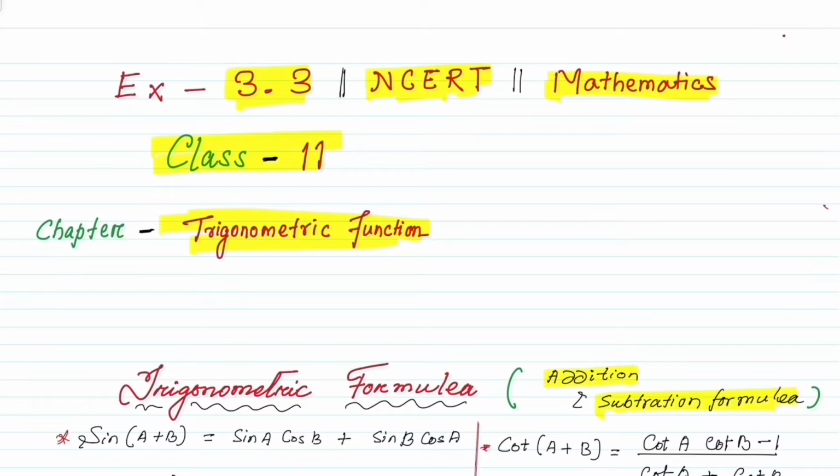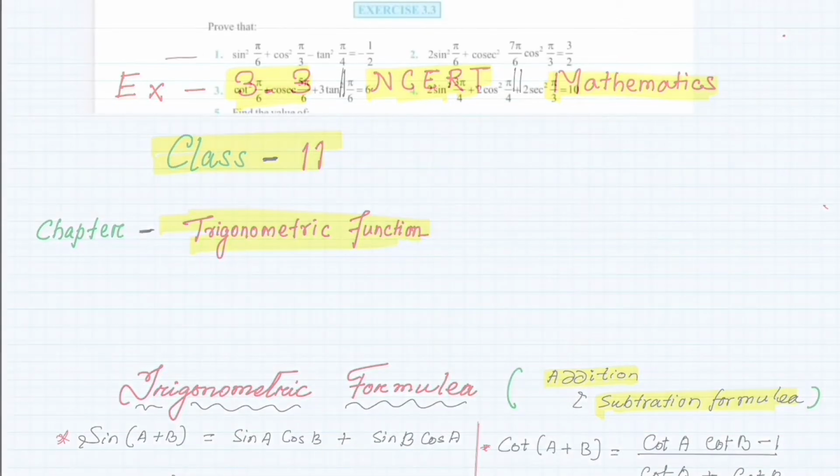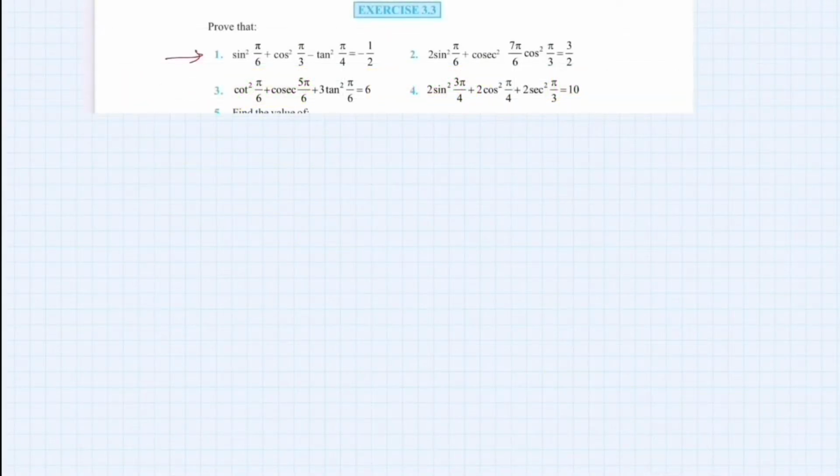Now let me show you how to solve the problems of this exercise. So this is the first question. Here we need to prove that the left hand side, which is sine square pi by 6 plus cos square pi by 3 minus tan square pi by 4, is equal to minus half. So let me take the left hand side first.